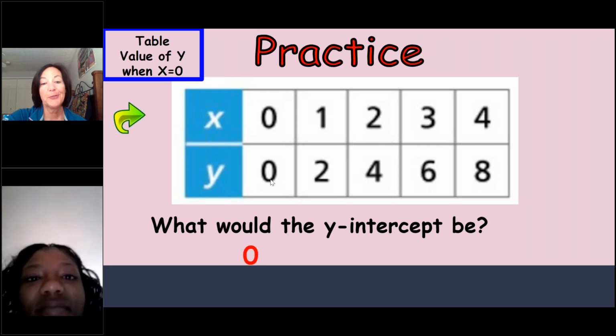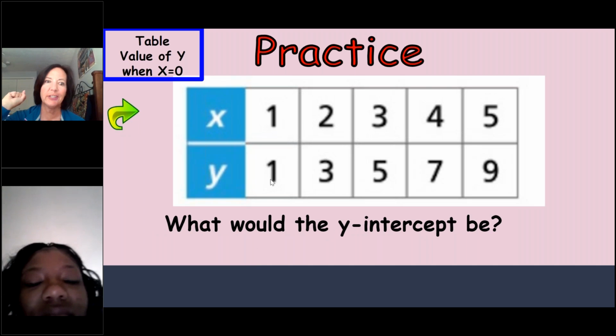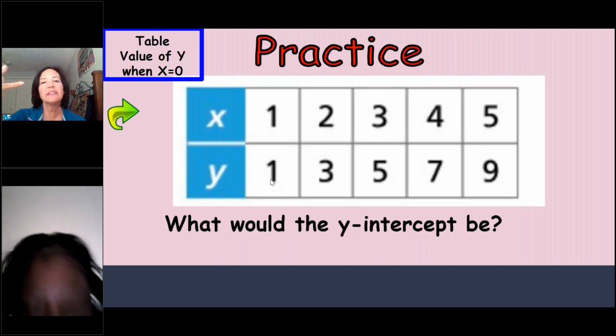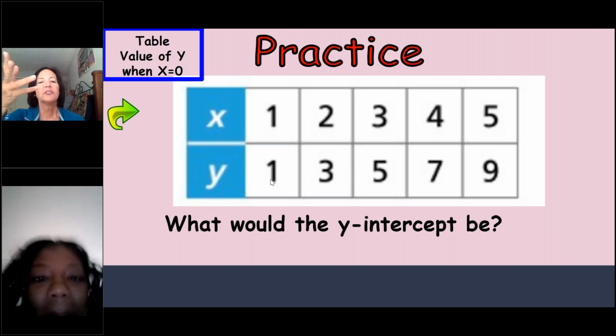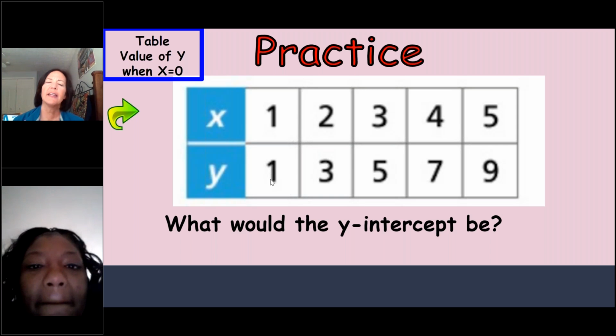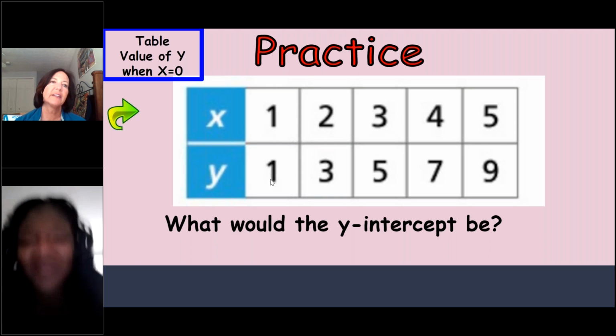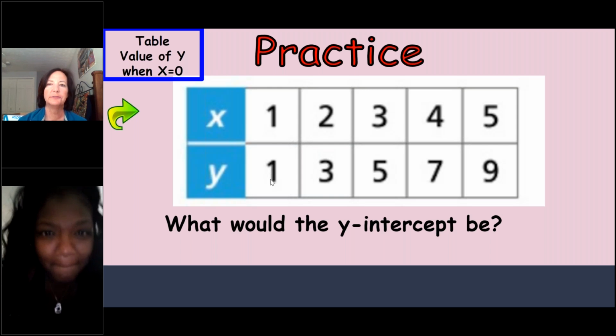But wait, there's more. And it does get a little trickier. Okay, so this is a different table. So from this table, Taylisha, what's the y-intercept on this table? 1. No. Did you find on the table where x equals 0? No. It's not there.